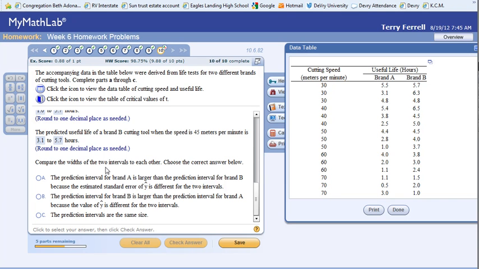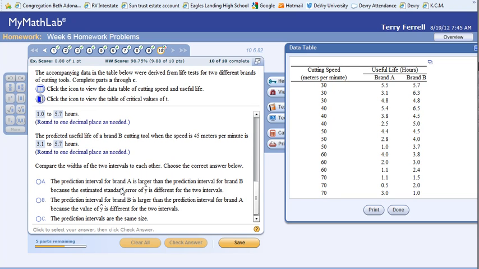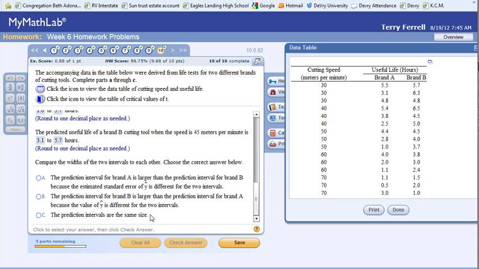Here it says compare the widths of the two intervals to each other. And here it looks like the width of A is a lot larger than B. So the prediction interval for brand A is larger than the prediction interval for brand B. To be honest, I don't even need to read the others because they don't refer to that. But I'll continue to read it because of the standard error, which is like the standard deviation of the mean of the y value. So normally we're referring to the standard error.